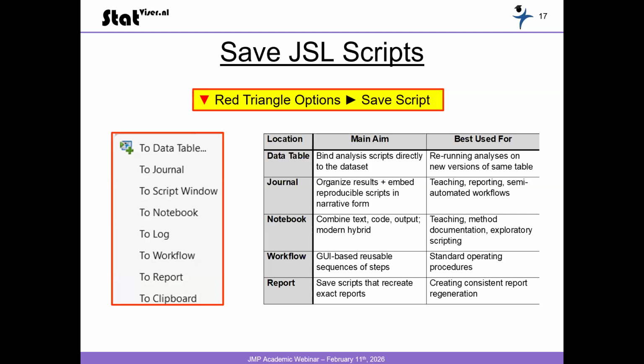For any analysis which is performed, the generated script, the JSL script, can be saved using the final red triangle menu option. So in all red triangle menus, the final option will be to save the script. And you can save the script to several places as indicated on the left-hand side of this slide. The most relevant options for saving the scripts are at the moment for starting courses, the data table and the journal as well as the workflow, but that depends on how you want to organize and share your work and at which level the course is focusing.